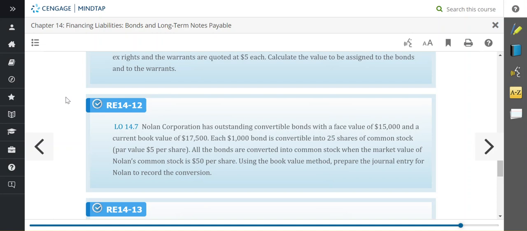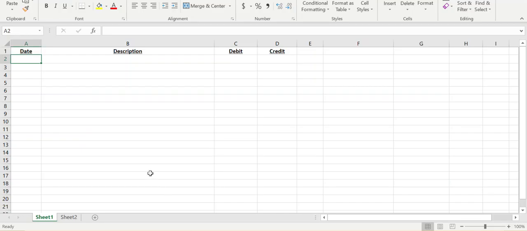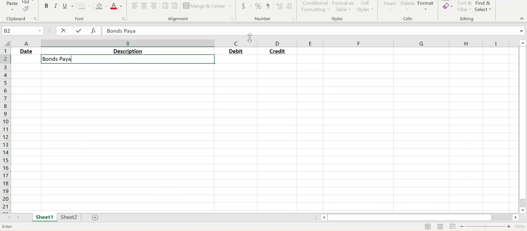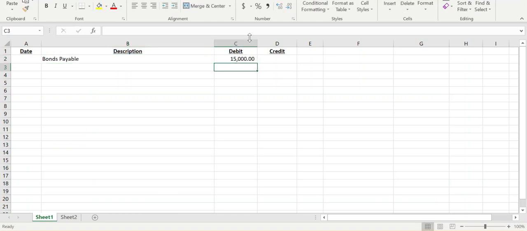So we're going to be using the book value method, which basically means we're going to be transferring the book value that we have for the bonds on our books currently into equity value on our books. So we're just kind of doing a swap, if you will. What we need to get rid of is our bonds payable. Our bonds payable has a face value of $15,000, so it comes off our books at $15,000.